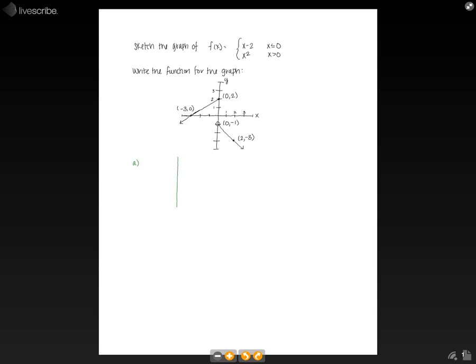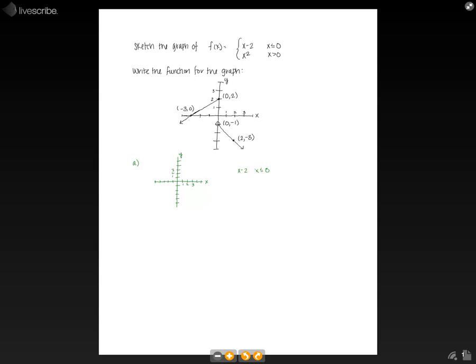Let's draw our axes here for this graph. Okay, and this is our y-axis, and this is our x-axis. Alright, and we'll just say this is going by 1. So 1, 2, 3, 1, 2, 3, like that. Alright, so let's start with the x minus 2. X minus 2 for x is less than or equal to 0.